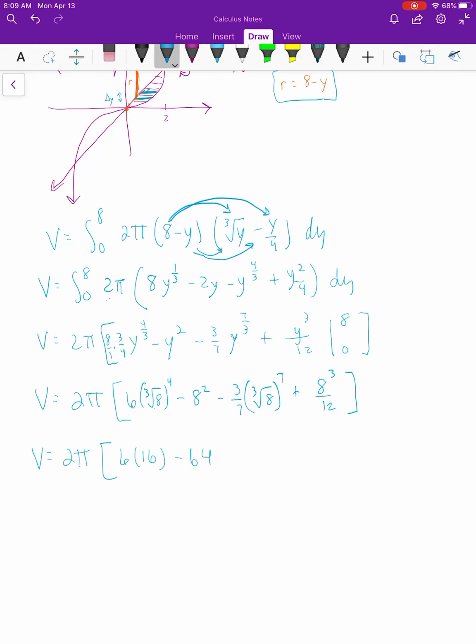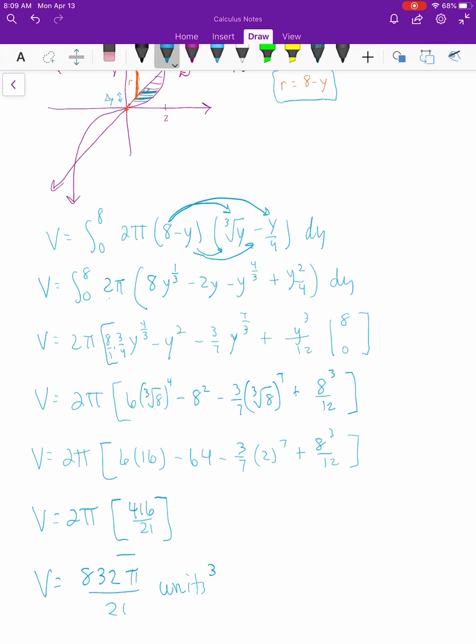Okay, so on this one, we end up with 6 times 16 minus 64 minus 3/7 times 2 to the 7th plus 8 to the 3rd over 12. And then I put that in my calculator, and that whole thing inside reduces to 416 over 21. And so final answer, 832 pi over 21.